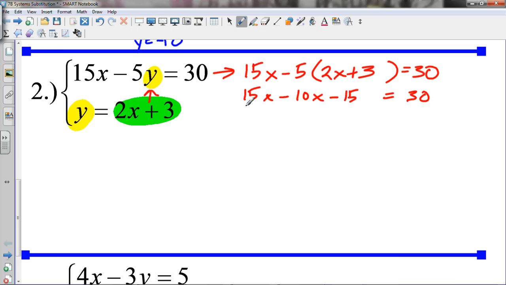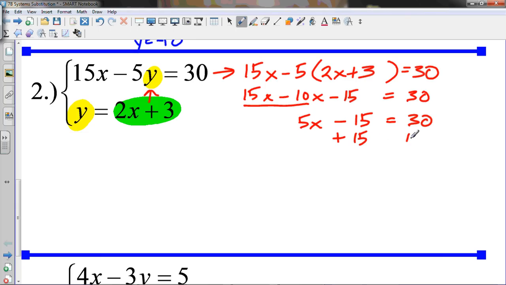Okay, I'm going to combine like terms, which are there. So that's going to be 5x, 15 minus 10. Write everything else down. Notice I keep it nice and organized. Next, I'm going to move the 15 to the other side of the equation.